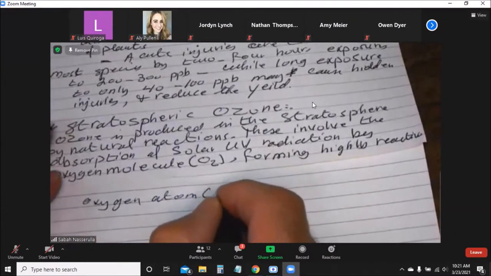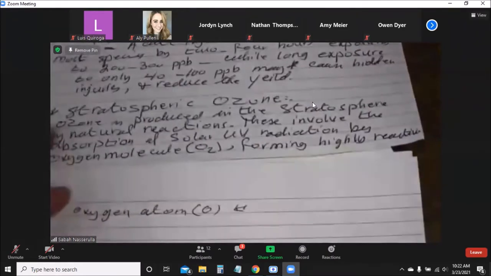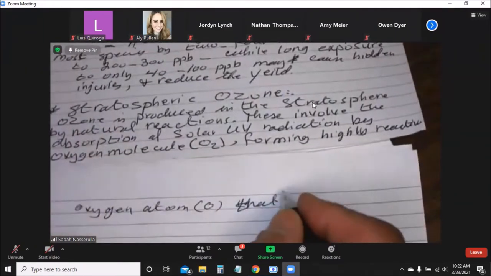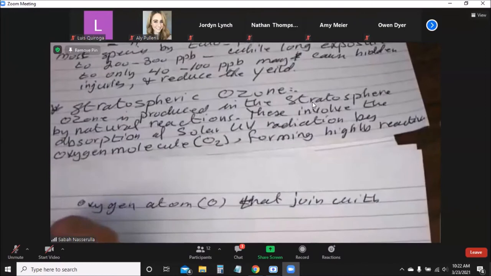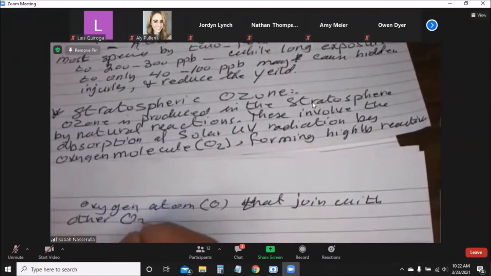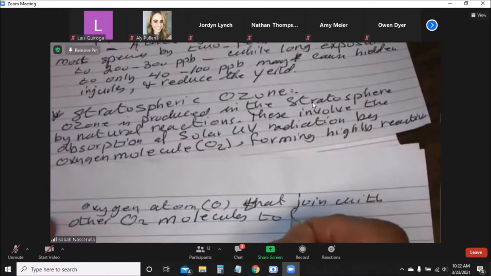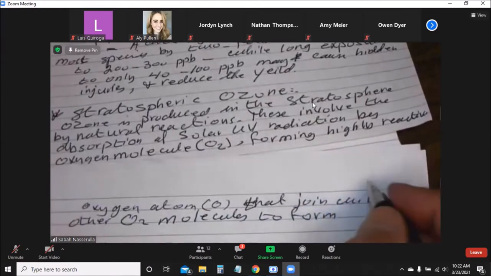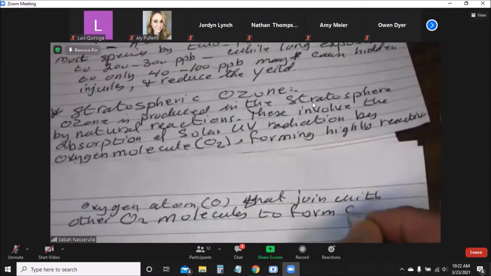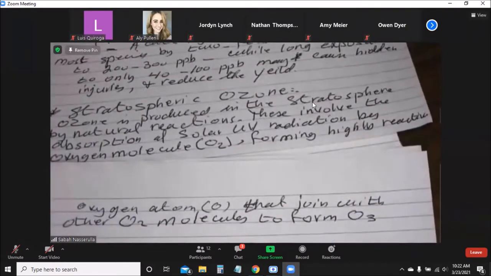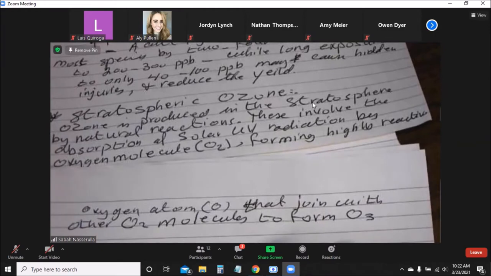The oxygen atom, which is O, joins with other O2 molecules to form O3. And usually these occur in the stratosphere quite quickly because there is quite a bit of energy there.